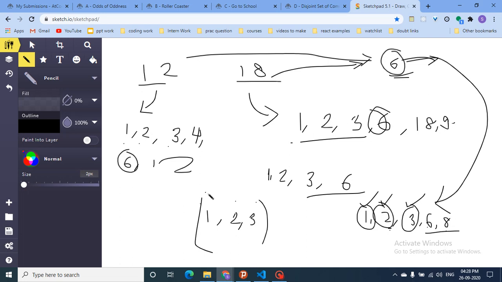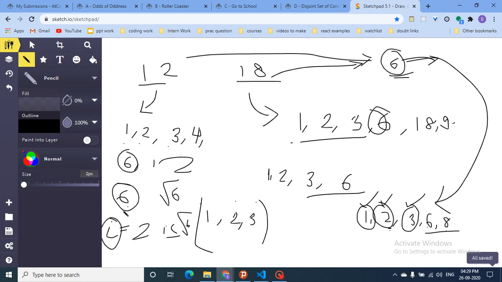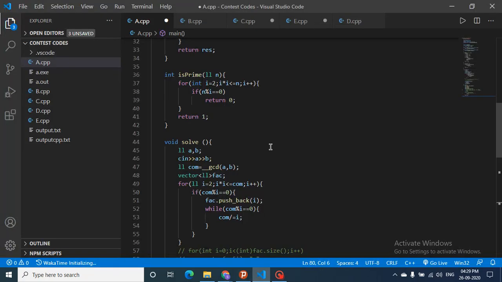So I will take you to the code part now. Let's assume you want to find the factors of 6. You will iterate from i equal to 2 till i less than or equal to the square root of 6, and for every i you will check that if this i divides 6, then the factors are i and n divided by i. Okay, that's a topic for another video, but that's the simplest explanation to find the factors of a number.